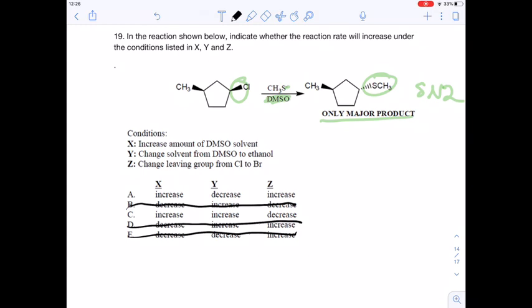Okay. Y says change the solvent from DMSO to ethanol. So you're going from a polar aprotic, which is characteristic of SN2, to a polar protic, which is characteristic of SN1. So that is definitely going to decrease the rate of your SN2 reaction. So right off the bat, you can eliminate C, and the answer is A. For this question specifically, you don't have to remember which of the leaving groups is better, but just a reminder that I is the best, then Br, then Cl, then F, okay? So the answer to number 19 is going to be A.